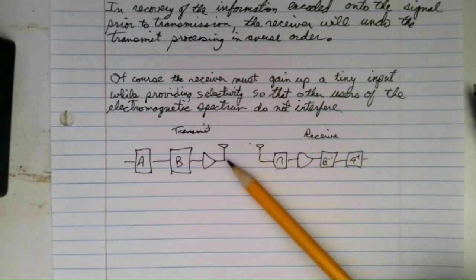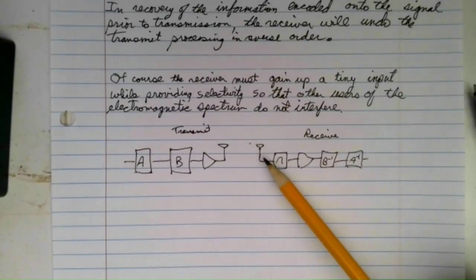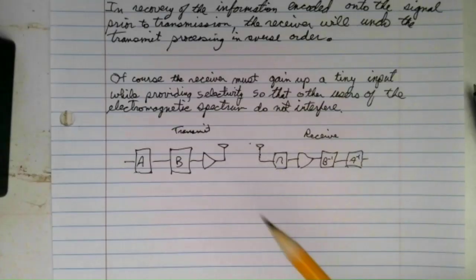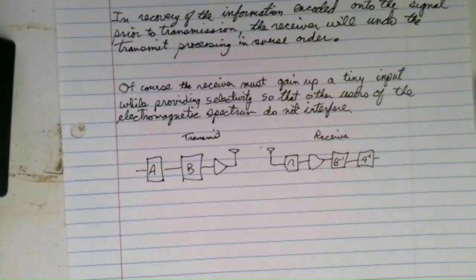So this is generally a big signal, half a megawatt for some old TV stations, to give you an idea. And then these are tiny signals here, input to our receiver. Okay. So then what?